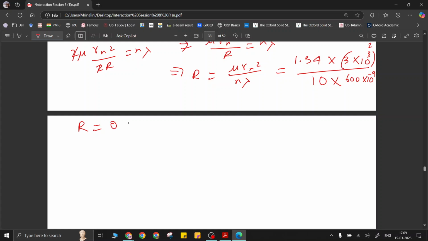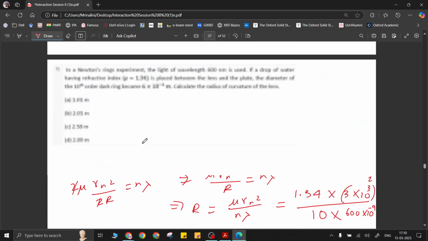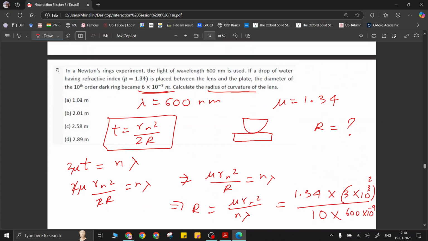We'll get 0.00201 multiplied by 10 to the power minus 6 divided by 10 to the power minus 9. This will become 0.00201. This 9 minus 6 will be 10 to the power 3. These are in meters. This will be 1, 2, 3. That means 2.01 meters. The option that matches with our answer is option B, 2.01 meters.